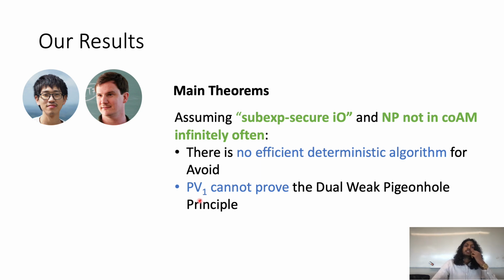In the remainder of the talk, I just want to give you some of the ideas involved in proving this first result, that there is no efficient deterministic algorithm for Avoid. The second result will build on the first, but will involve more details that I won't have time to get into in this talk. Okay, so now my goal is to explain at least some of the intuition behind this first result. Why do NP not in co-AM and sub-exponentially secure I/O imply that there's no efficient deterministic algorithm for Avoid? So here is an idea, or at least an intuition.